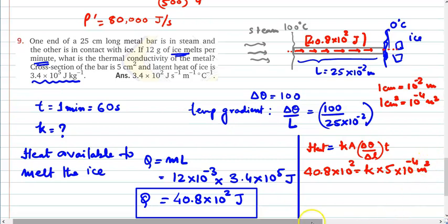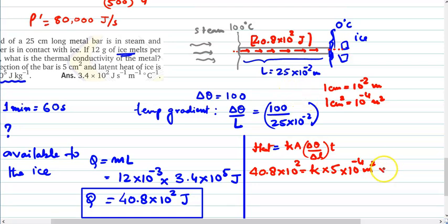And how much is the temperature gradient? The temperature gradient was 100 upon 25 into 10 to the power of -2. And how much time? 60. Time was 60 seconds. Remember, in calorimetry the data mostly fluctuates between SI and CGS, everywhere else you have to use SI units as a thumb rule. Let's solve it for K. Look, this 10 to the power of -2 goes up and becomes 10 to the power of 2, and these two will add together to remove 10 to the power of 4.